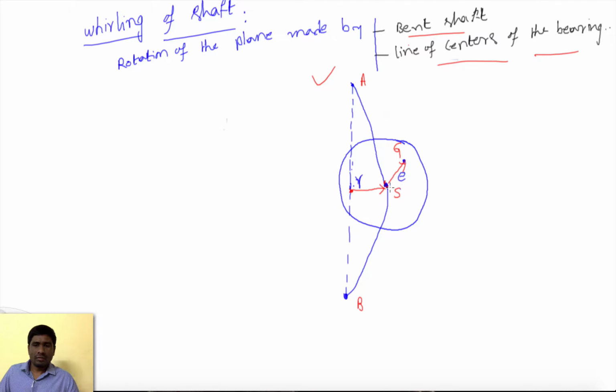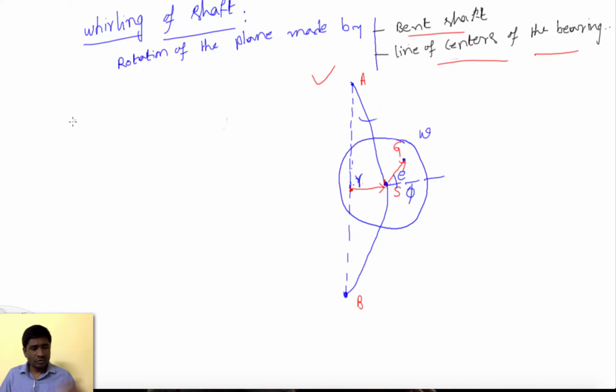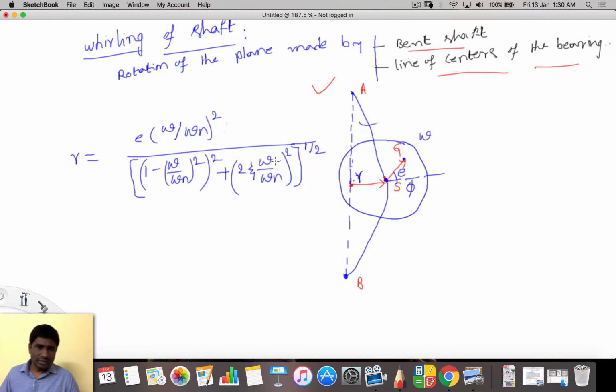So we need to find the relation between r and e, depending on omega. This is the phase angle phi between e and r. If you equate the forces using Newton's method, we finally get the equation r equal to, this is our final equation here, with a square root. Let's not worry about the derivation of this.